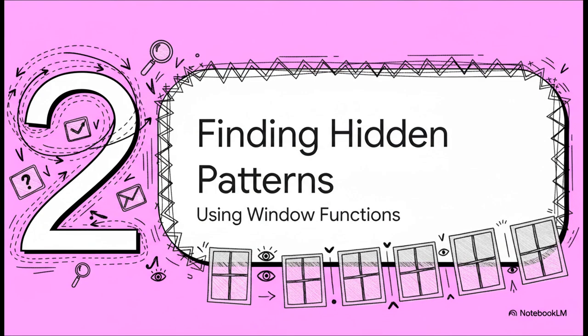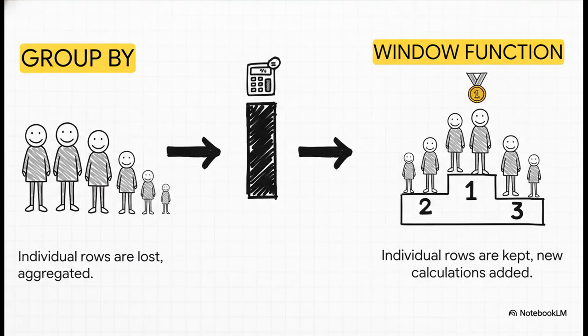Okay, so we've connected our clues. That's step one. But the very best detectives, they spot the subtle patterns that everyone else misses. Our next tool, window functions, is like our magnifying glass. It lets us look closer at our data without losing the bigger picture. This classroom analogy is just perfect.